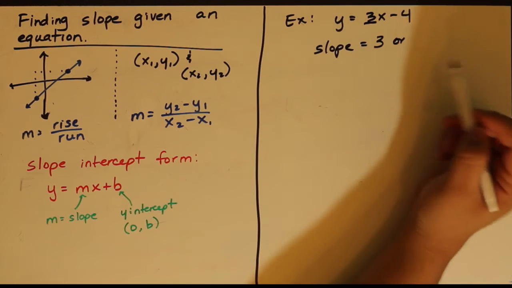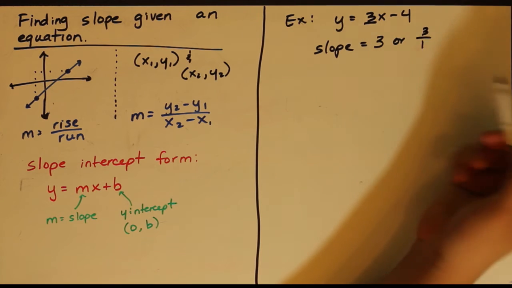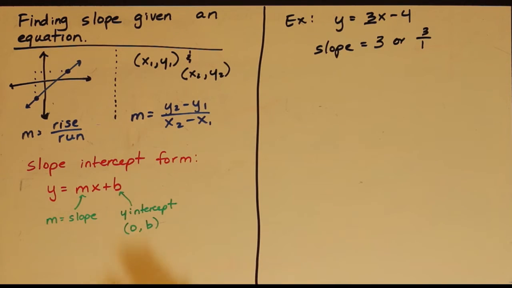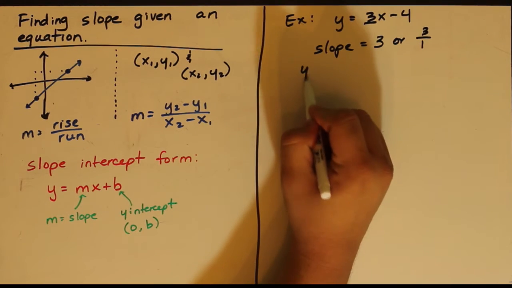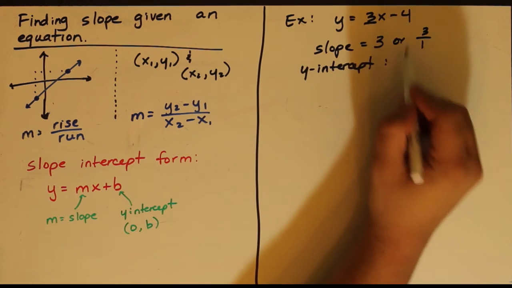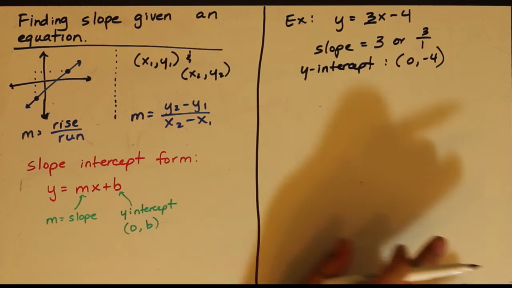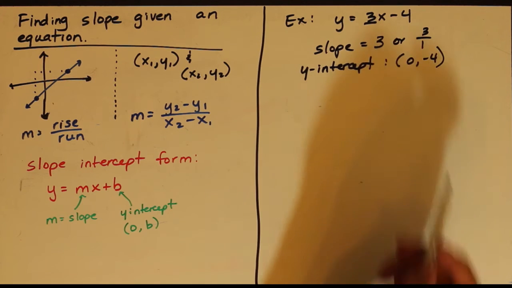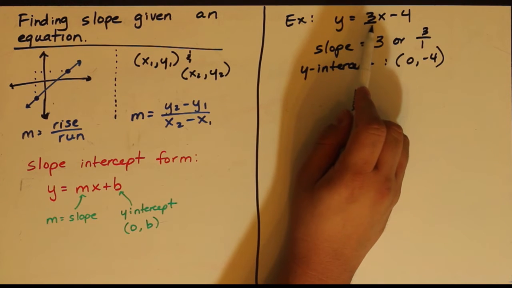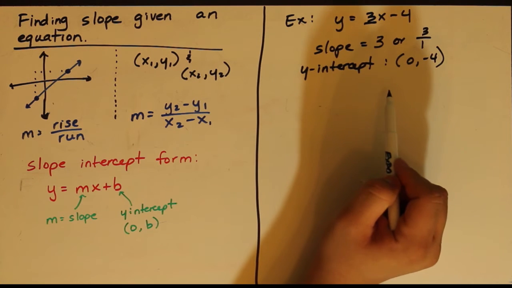Or, when you're graphing, it'd probably be a good idea to look at it as 3 over 1. They're both the same thing, but this will be a lot more helpful when you're actually going to graph these later. And then your y-intercept is going to be 0, negative 4. That's all I want you to know for now. Just look at a linear equation and recognize that the number in front of the x is your slope, and that other number is going to help you figure out your y-intercept.